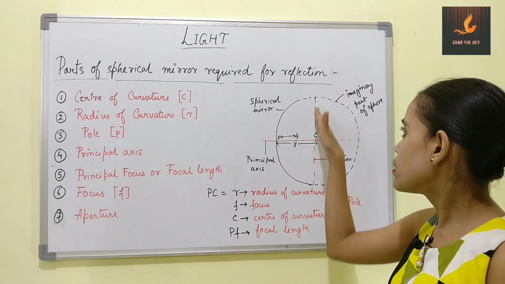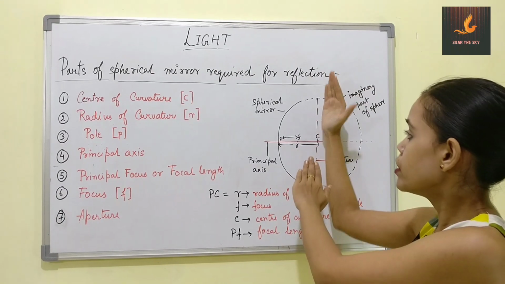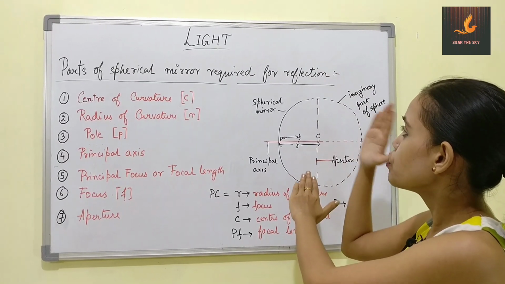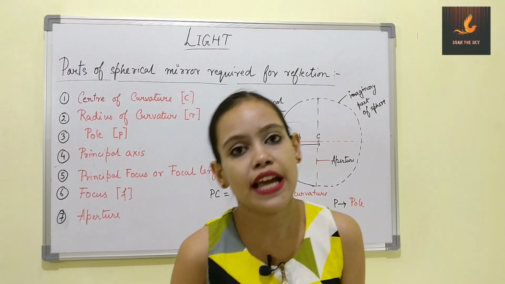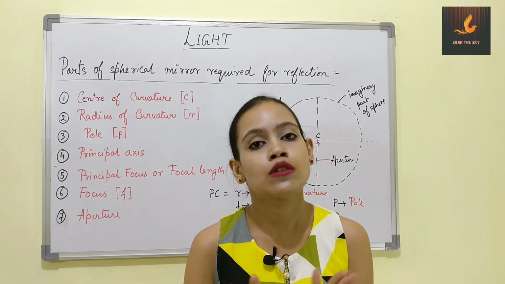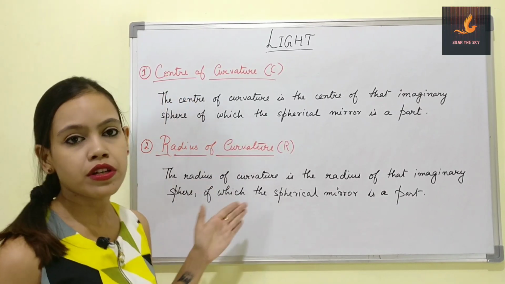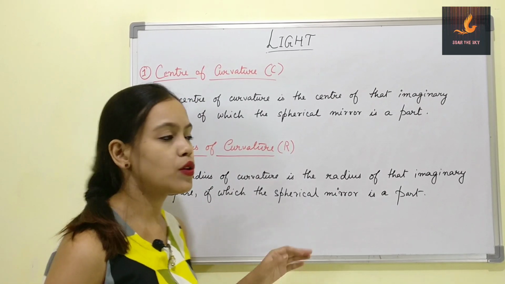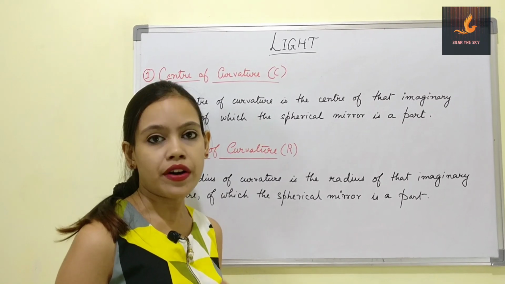Aperture is nothing but the part that is cut, the real part of the mirror. This is the aperture. Through here light can enter. The part through which light can enter inside the mirror is called an aperture. Here are the definitions of the terminologies that we have already seen associated with the spherical mirror.